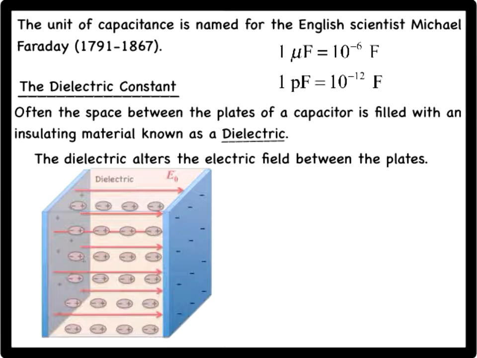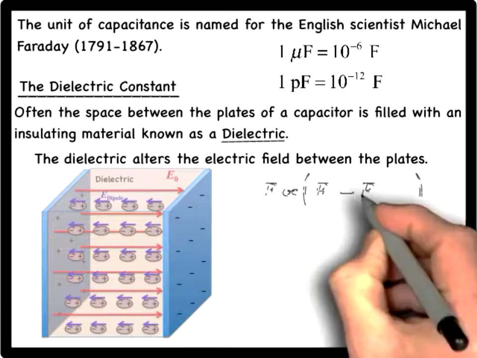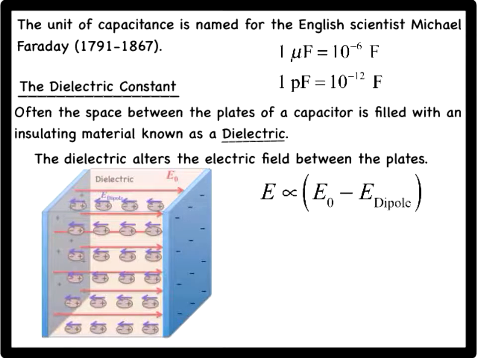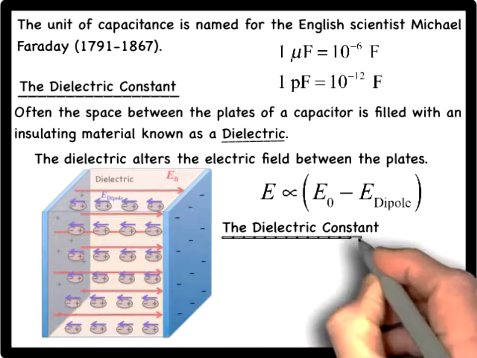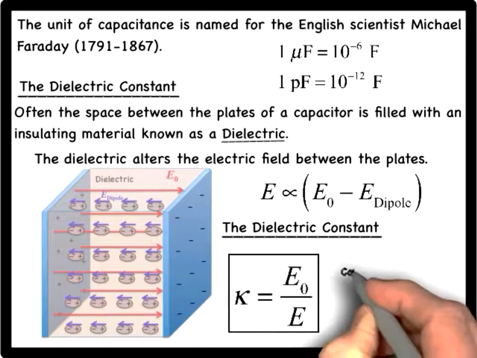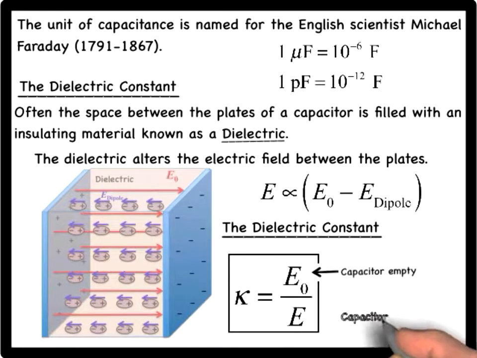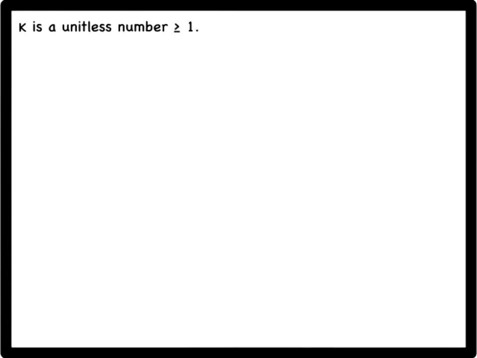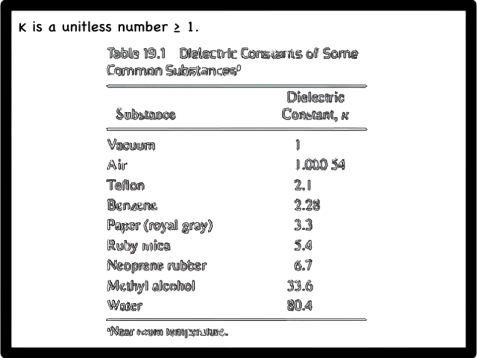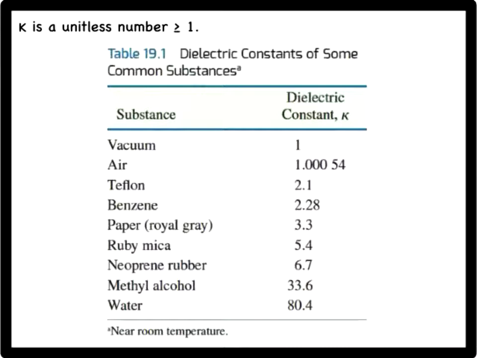Each of the dipoles now creates an internal electric field of their own that points in a direction opposite to that of the capacitor's electric field, thereby reducing the net electric field between the plates, assuming the charge on the plates remains constant. This reduction in the electric field is described by the dielectric constant kappa, which is defined as the ratio of the electric field without the dielectric to the field with the dielectric. Since kappa is the ratio of two electric fields, it is a unitless number. And since E0 is greater than E, kappa will be greater than or equal to 1. The value of the dielectric constant is material dependent. The table below shows the dielectric constants for some common substances.